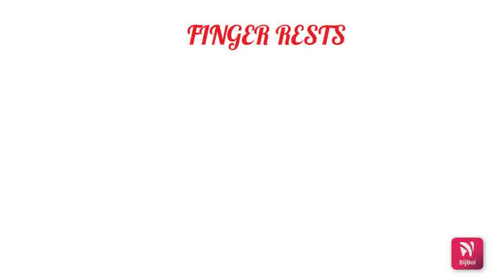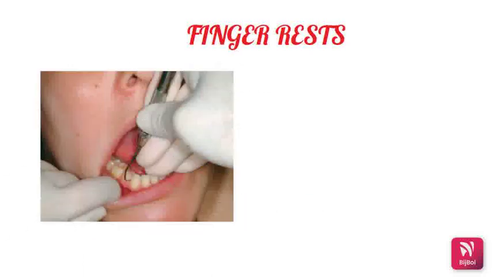Next, we learn about the finger rest. The finger rest will help us to stabilize the hand as well as the instrument when the movements are made during the scaling and root planing. These finger rests are classified into intraoral finger rests and extraoral fulcrums. The extraoral fulcrums are not actually finger rests, but they are also essential for effective instrumentation, especially in cases of maxillary posterior teeth. So these intraoral finger rests are of four types.